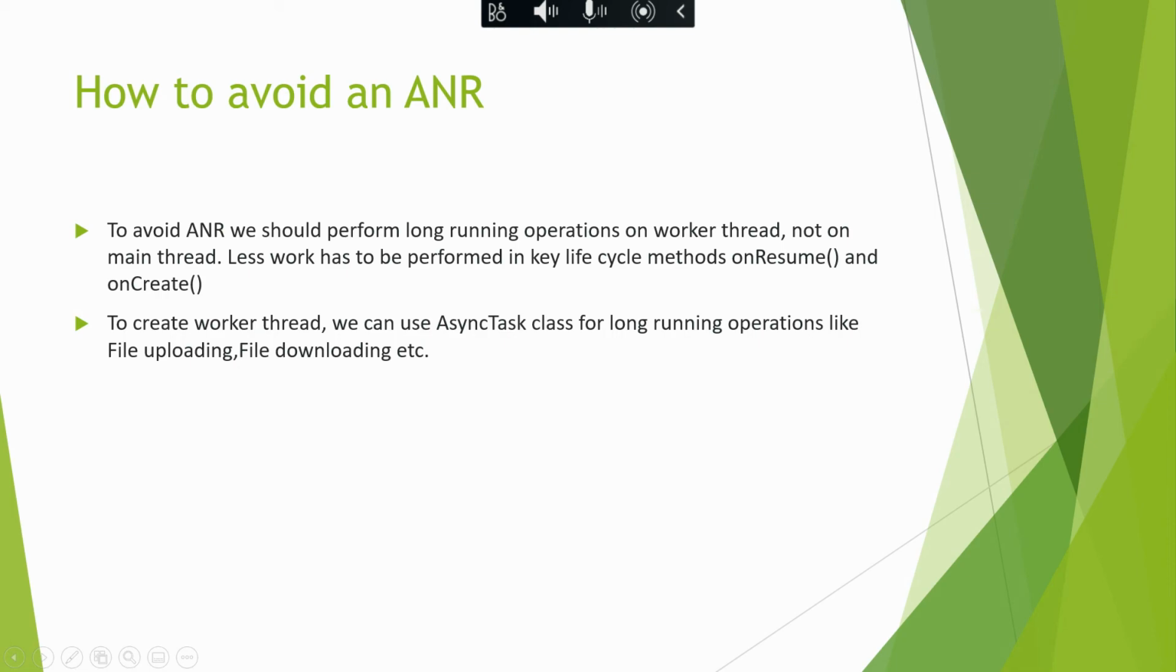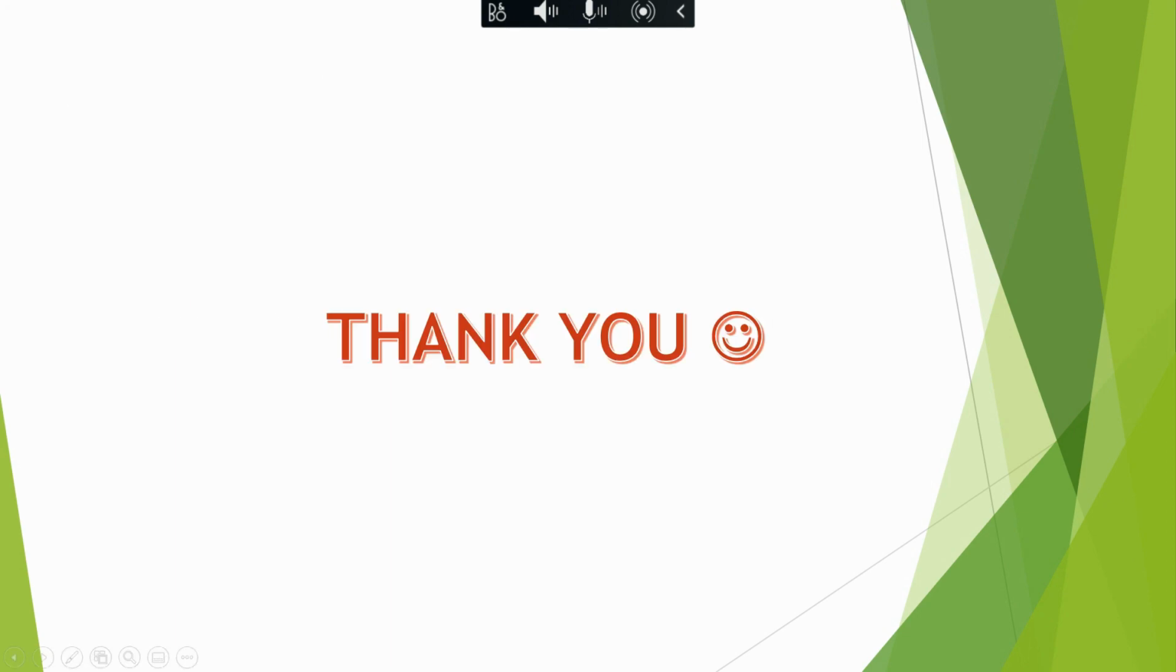Less work has to be performed in key lifecycle methods like onResume and onCreate. In my previous sessions, I have explained what onResume and onCreate are, and what the different lifecycle methods are. Please go through them to understand the importance of each one. To create a worker thread, we can use the AsyncTask class for long running operations like file uploading or file downloading. So always we can create a background task for long running operations. These are the ways to avoid an ANR.